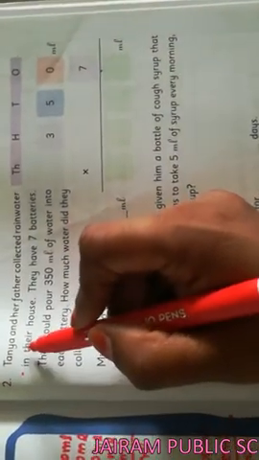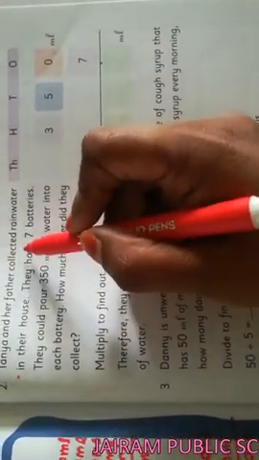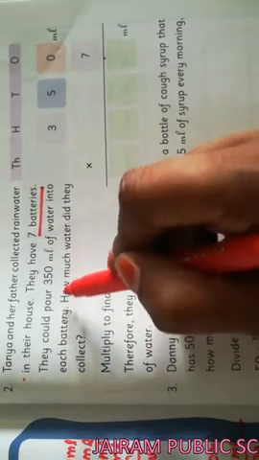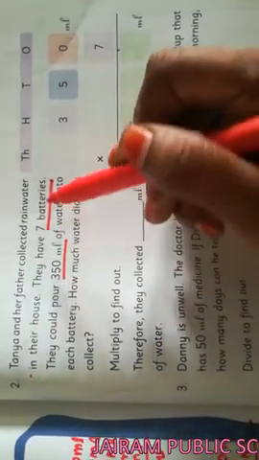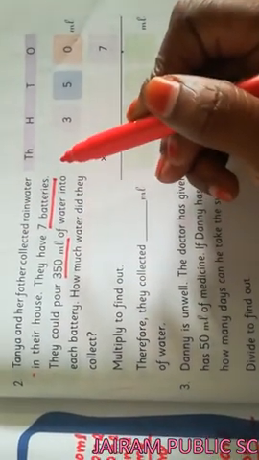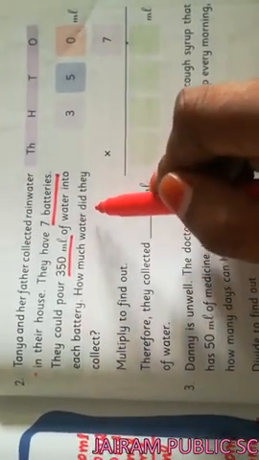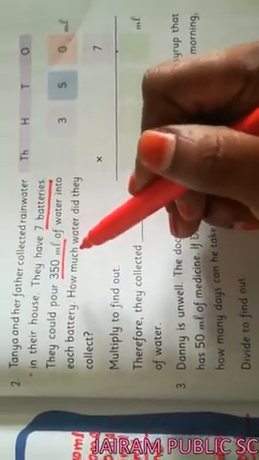Next, studio book page number 151, children. Second question. Tanya and her father collected rainwater in their home. They have 7 batteries. They could pour 350 ml of water into each battery. How much water did they collect? It means we have to multiply the given sum.